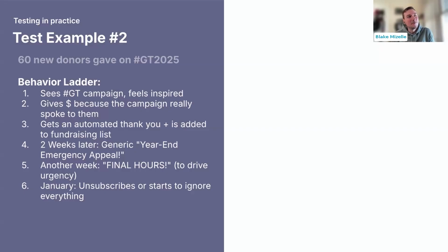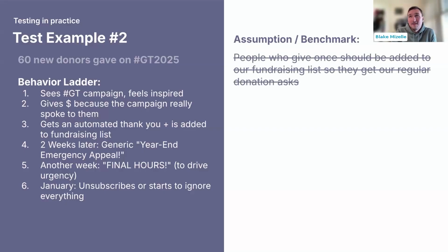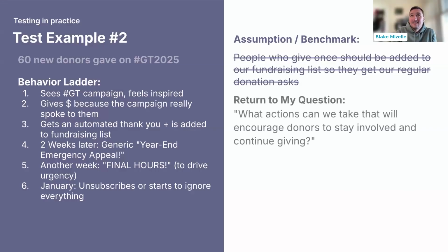The problem here is that this new donor just doesn't know how to take this. And in January, they kind of just feel a little overwhelmed, maybe checked out. Maybe they're thinking, this organization's kind of like all the others, and I'm just going to filter out their emails. I think what they're doing is cool, but I don't really need to see all this fundraising information. So yeah, they unsubscribe or they set up a Gmail filter and they never really see your emails and they kind of stop engaging. Again, going back to our assumption or our benchmark here, people who give once should be added to the fundraising list.